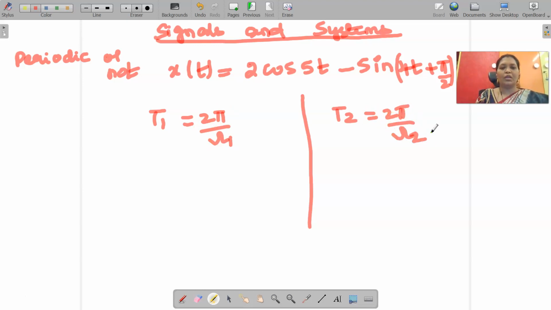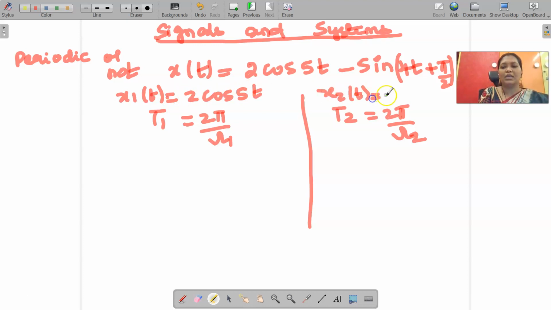2. So let me consider the first signal as x1 of t. If you want, you can rewrite it, or else you can directly find out. The second signal, x2 of t, is minus sin(4t plus pi by 2). So this is your second signal.